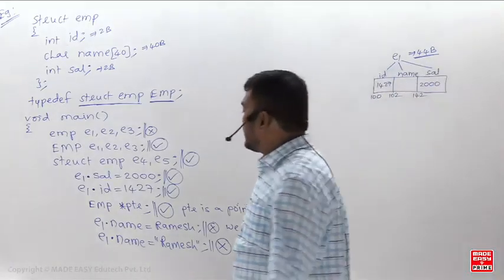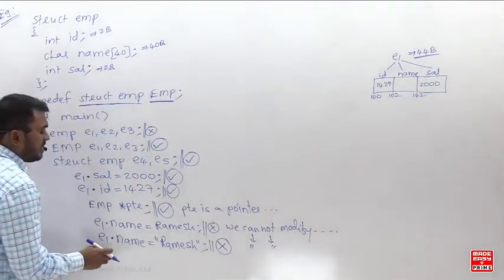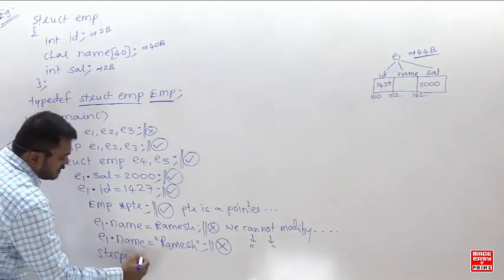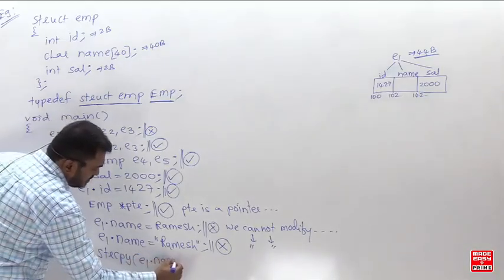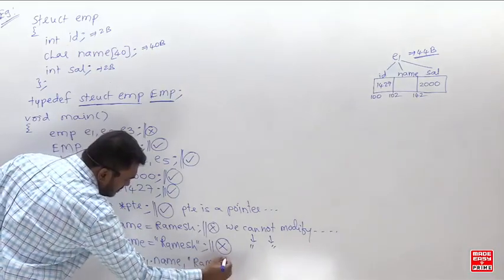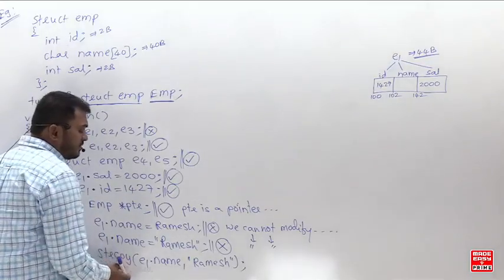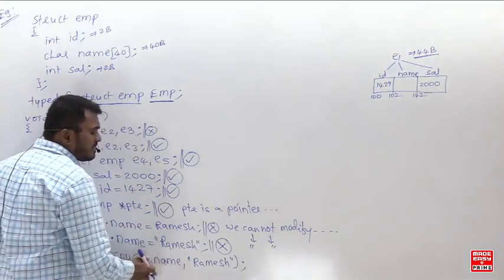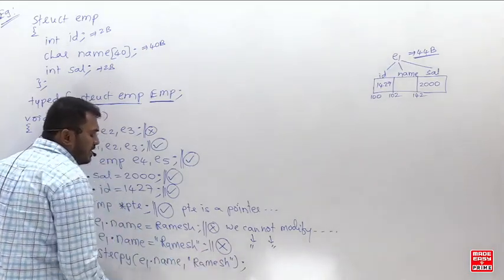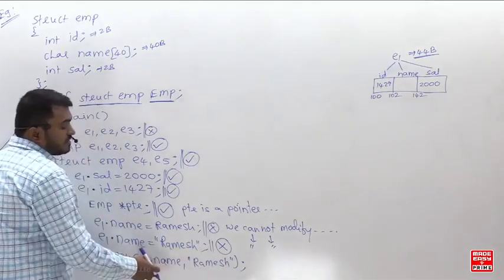So this is a special case, because it is a string, a character array. That is the reason it is creating a problem. If you really want to write the name, you have to use a standard function, strcpy: e1 dot name, and in double quotes you give Ramesh. This is how you need to write it. E1 dot name contains some base address, and Ramesh also contains some base address. You give both base addresses to the function, and it will copy Ramesh into e1 dot name.